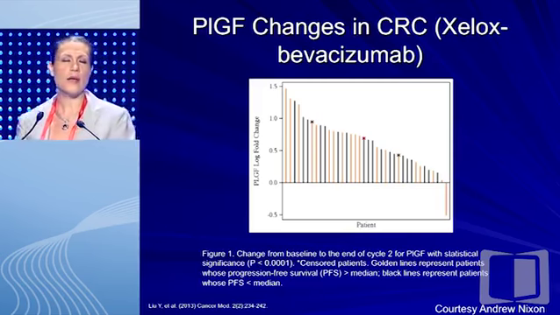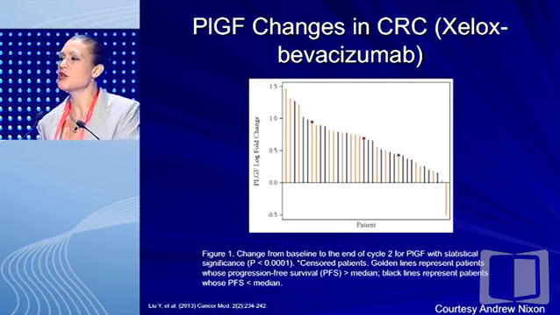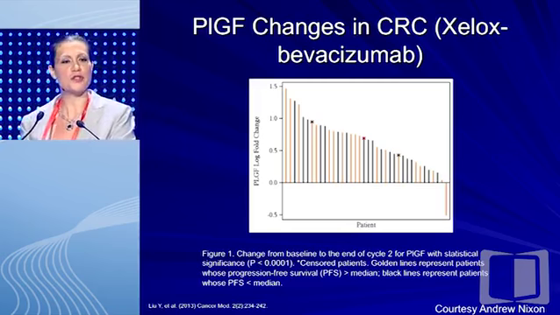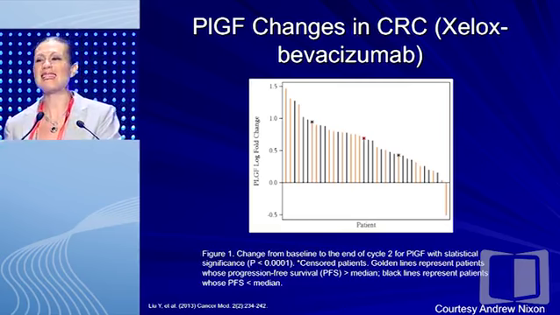This is data from a trial looking at capecitabine, oxaliplatin, and bevacizumab, and the golden lines here are patients who had improved progression-free survivals compared to the median. And you can see here there's a trend towards patients with higher baseline placental growth factor levels having an improved response compared to those who had lower levels. So does that potentially help us predict who has an active VEGF pathway and who might respond best to anti-VEGF drugs?